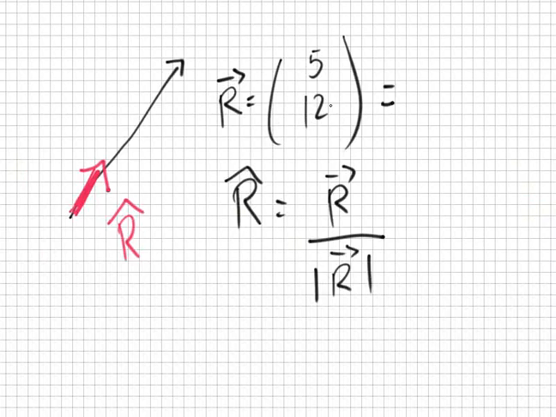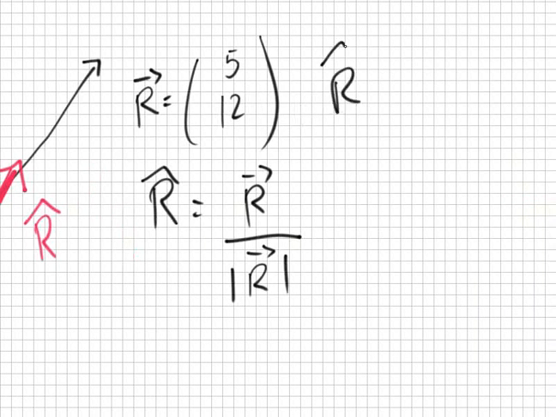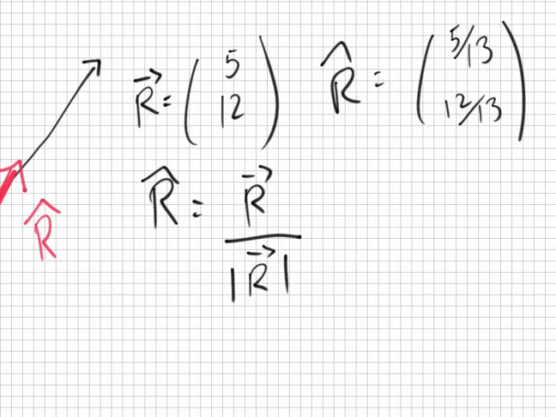So in this case, what's the length of this vector? It'd be 13, the square root of 169. So the unit vector would be 5 over 13 and 12 over 13. You can check that it does have length 1, and it will point in the same direction because it's a multiple of the original.